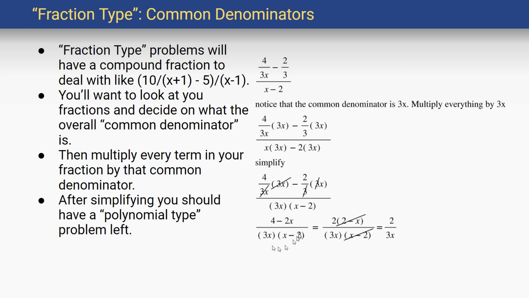And if it's no longer a compound fraction, then the appropriate way to deal with this will be the same thing that we do for polynomial types, because it is a polynomial type now, right? So the top here is a compound fraction or fraction type problem, and on the bottom you have a polynomial type problem. So that's what you do for the fraction type, is get rid of the compound fractions, and this is my suggested method. Find the common denominator and then multiply every term in your fraction by that common denominator. Okay, so that's just a hint, I guess.